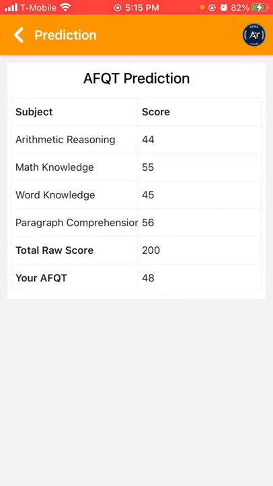As you can see, I have been directed to the AFQT prediction page, where I am given my raw score and my AFQT score. If your AFQT score is lower than a 31, please go back and practice the skills once more, because a 31 or above is the passing grade.